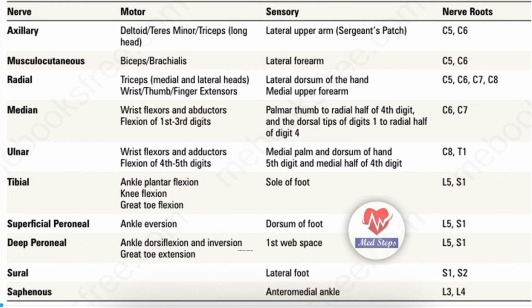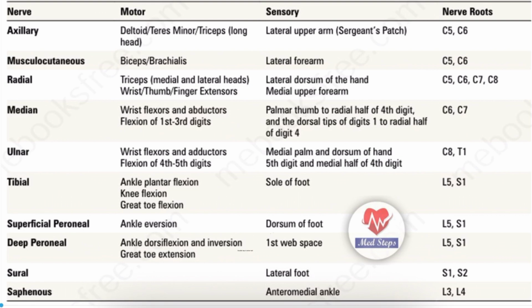Right. So when it's coming to the lower extremities, we can see the sacral nerves or sacral plexus. Here we can talk about the tibial nerve. This tibial nerve originates from nerve roots L5 and S1, and its main motor function is ankle plantar flexion, knee flexion and great toe flexion, and in sensory, the sole of the foot.